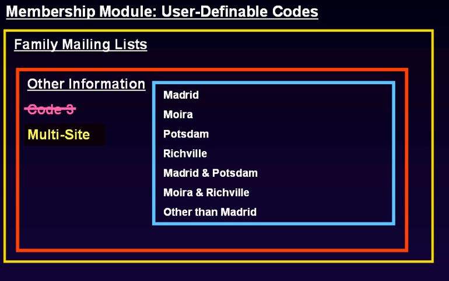We'll use our user code 3 to group families by which of our multi-site churches they attend. And these are actually multi-site church names that we use in our church. The first one is Madrid, as we say here, Moira, Potsdam, Richville, and because we can only select one for each family, we've made our own dual groups, Madrid and Potsdam, Moira and Richville, and Other Than Madrid, which is our home church.